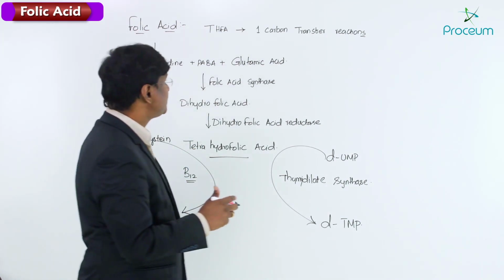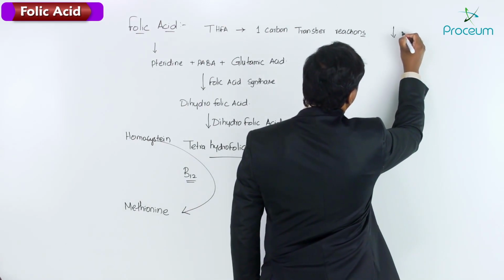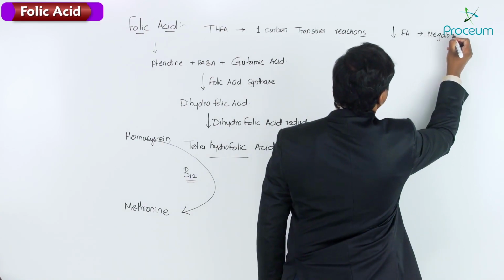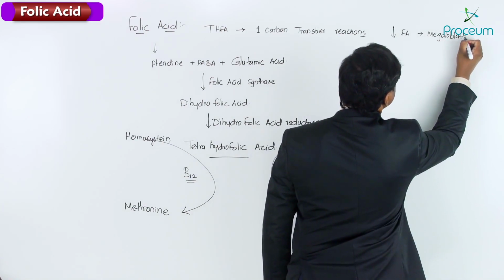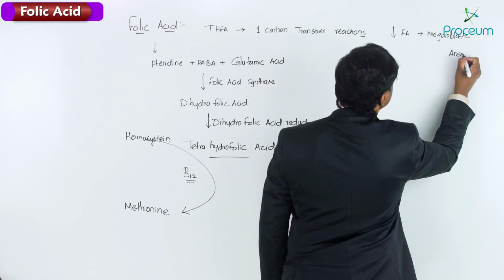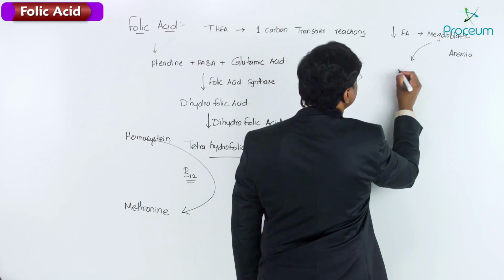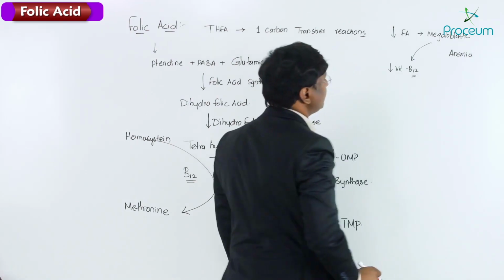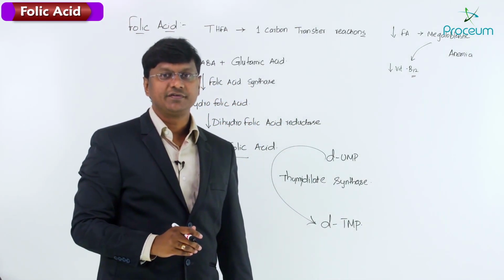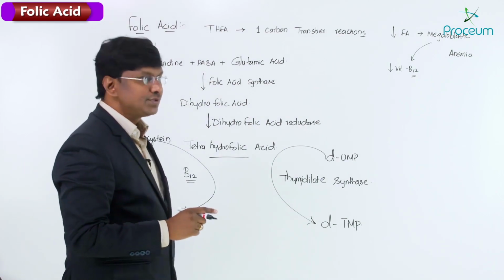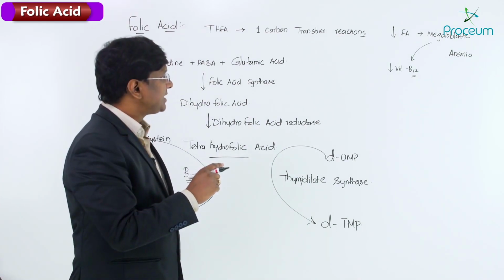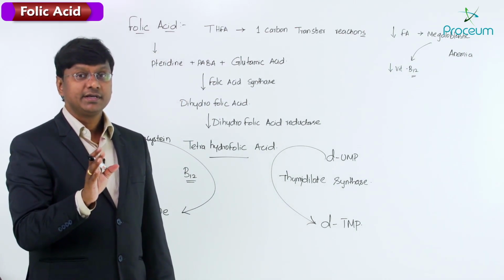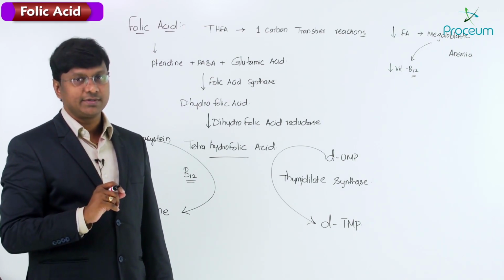Now whenever there is deficiency of the folic acid, as I already told you, the individual will develop megaloblastic anemia. Now this megaloblastic anemia is also seen due to deficiency of vitamin B12. So the point you should remember is that megaloblastic anemia, which is due to folic acid deficiency or vitamin B12 deficiency, cannot be distinguished only based on the megaloblastic anemia.